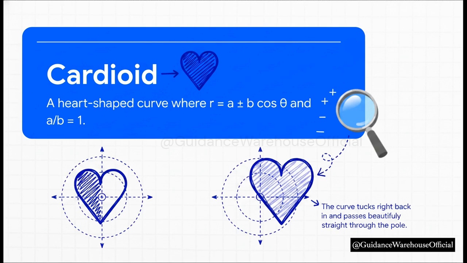And this brilliantly shows how just a tiny mathematical ratio changes the entire geometry. When the ratio of a over b perfectly equals 1, the curve tucks right back in and passes beautifully straight through the pole, creating that iconic heart shape.